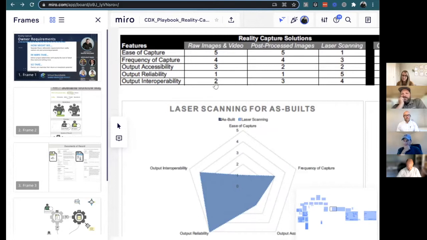I would like to just touch on a couple of things, and Mike just touched on most of these. When we're trying to identify what tool is right for that job, we've identified these different features: the ease of capture, the frequency of capture, the output accessibility, output reliability, and then the interoperability of that data. I think Mike definitely touched on a few of those things.